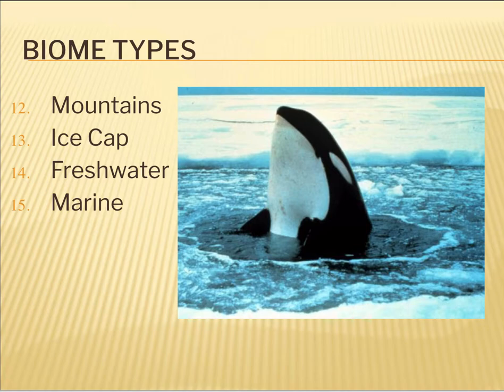And finally, we have the mountains and various aquatic biomes, like freshwater lakes and streams, oceans and seas, and even the ice caps. Each of these unique biomes is home to its own set of plants and animals that are adapted to live in those environments.